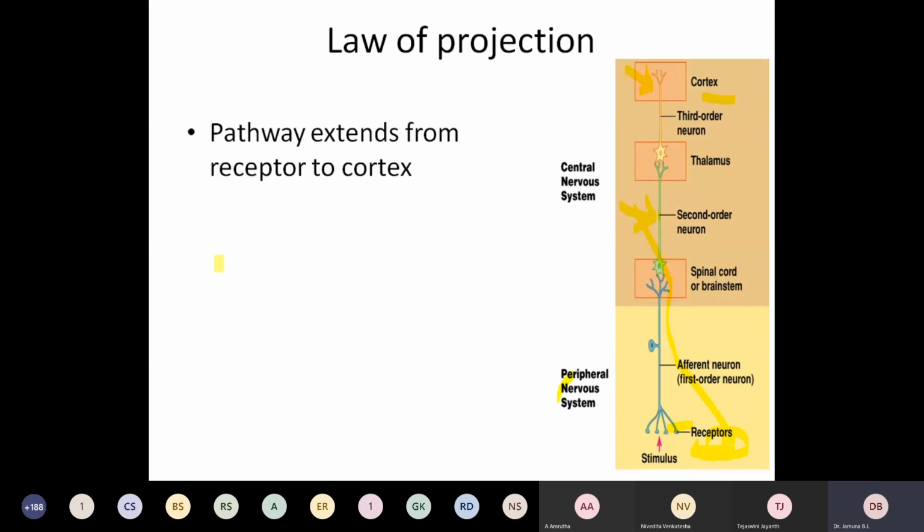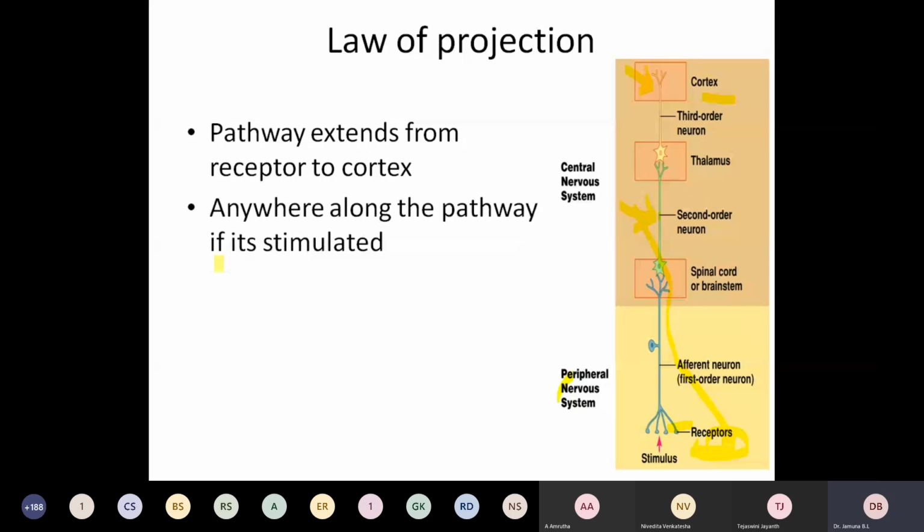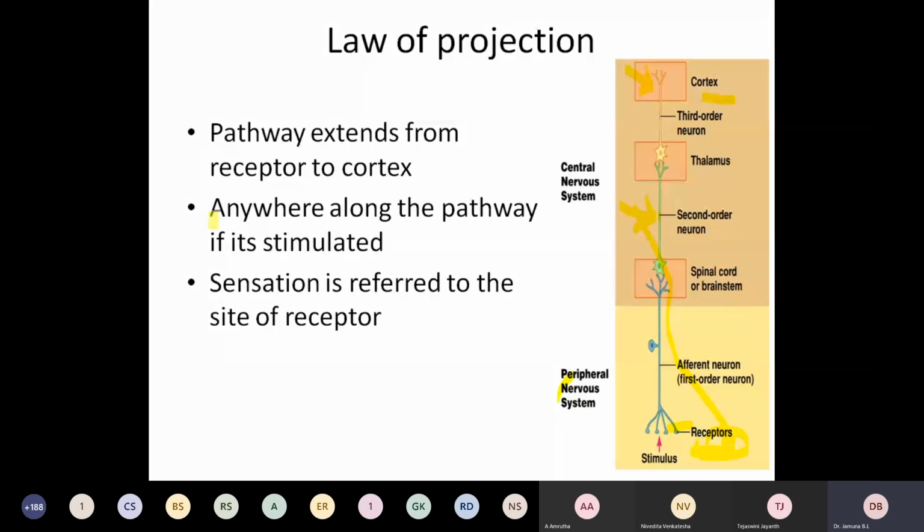We know that the sensory pathway extends from the receptor to the cortex. Anywhere along this pathway, if I am stimulating, the sensation is referred to the site of the receptor. So this is important. For example, this is a phantom limb. You can explain the phantom limb based on this law of projection. Suppose, for a particular reason, a part of a limb is removed. Suppose you take a lower limb, the right lower limb is removed up to the knee joint, maybe because of an accident.